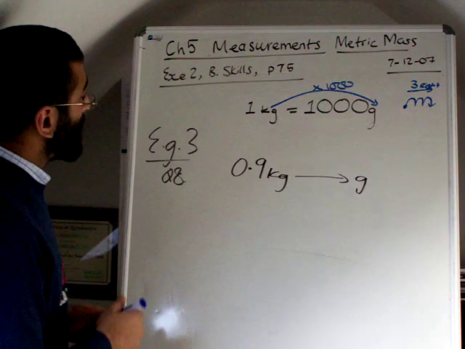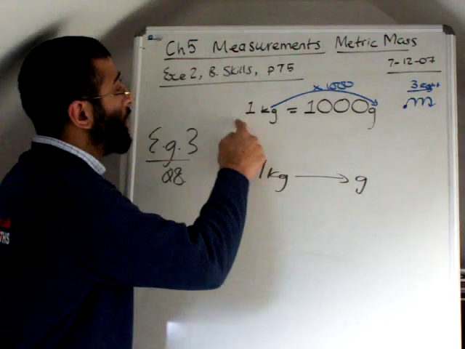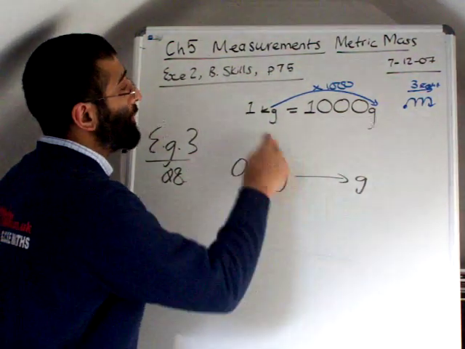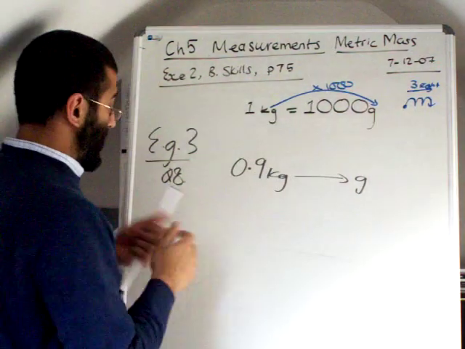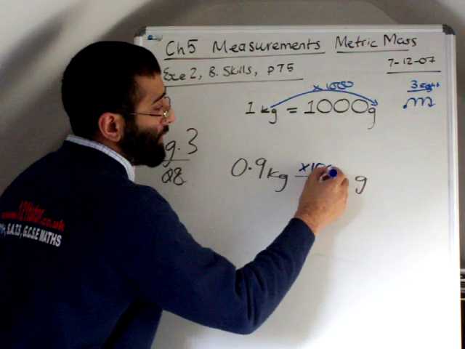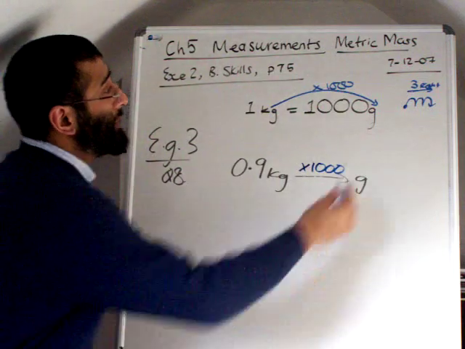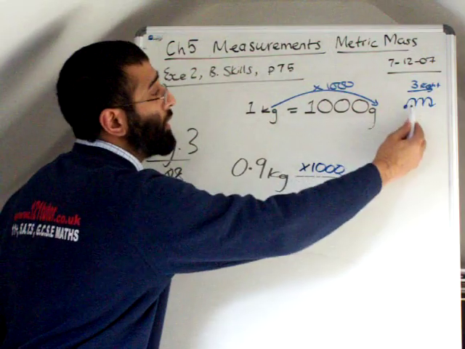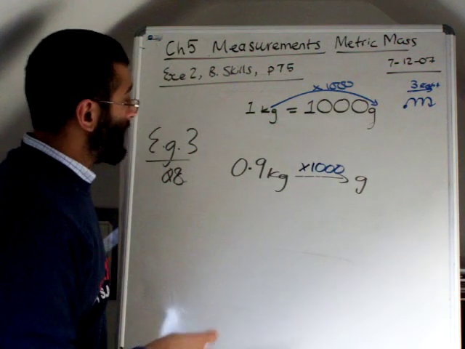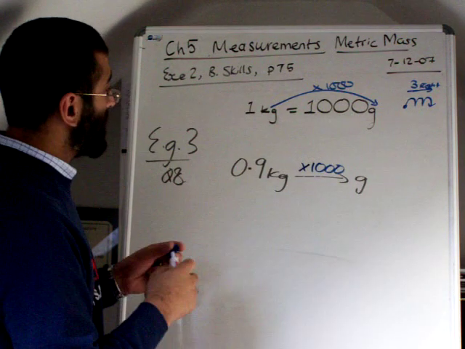Okay. So we look at our identity. 1 kilogram is equal to 1000 grams. We've got kilograms to grams, so we're going in the blue direction over here. So we have to times by 1000. Timing by 1000 means moving the decimal point 1, 2, 3 places to the right, because 1000 is made up of 3 tens. Okay, 10 times by 10 times by 10.